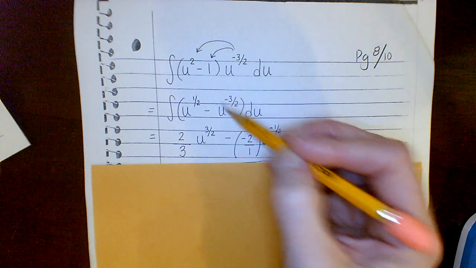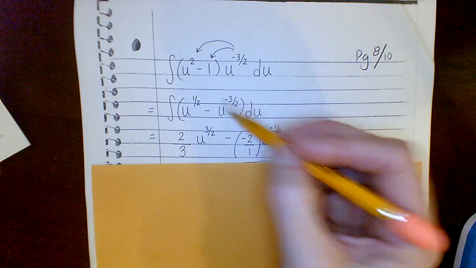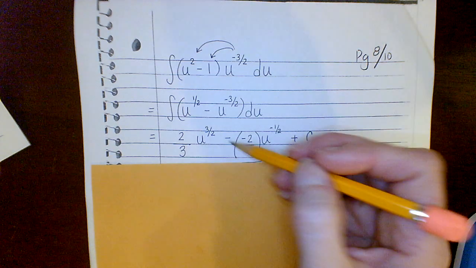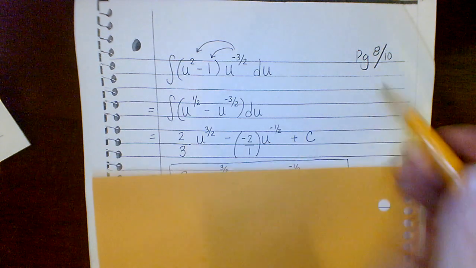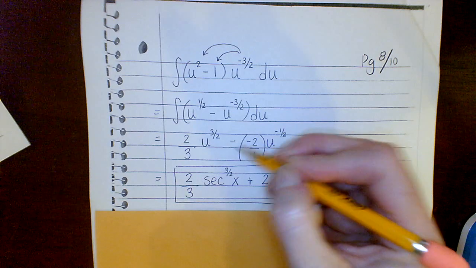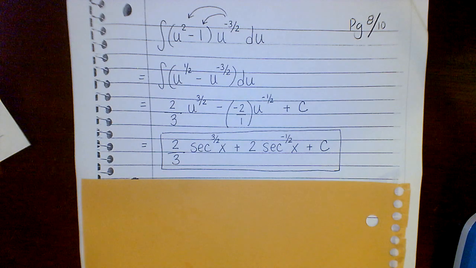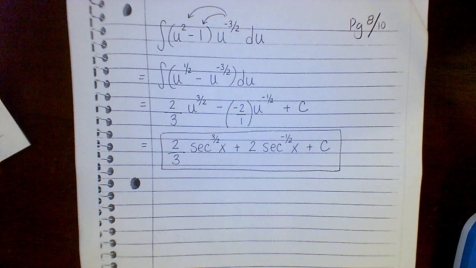Adding 1 to this is going to make that u to the -1/2 divided by -1/2. Be careful, there's a lot of negatives happening in here. So then that's going to become a positive, and then just putting back in secant x for u. This is a kind of a messy one to have to do.